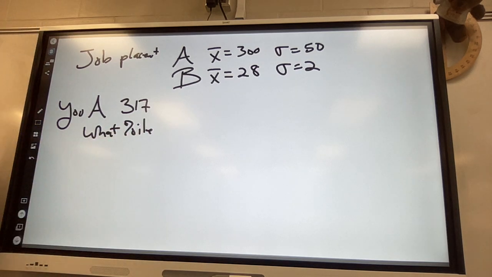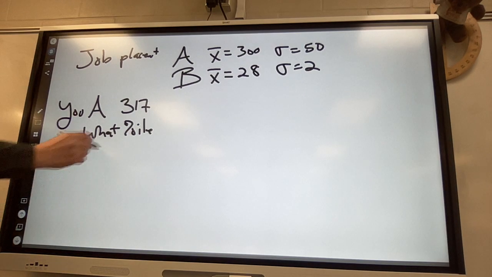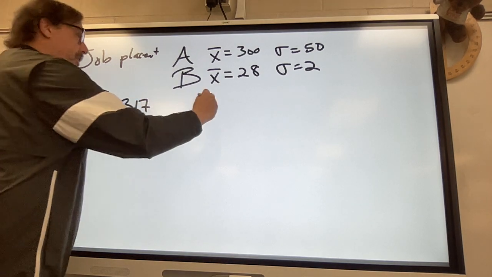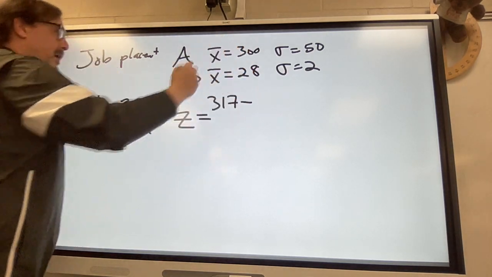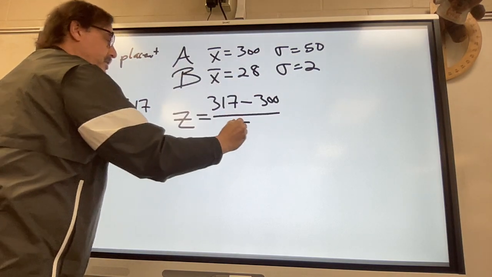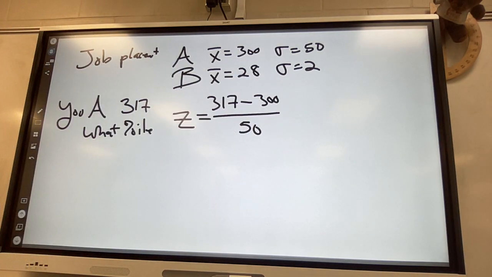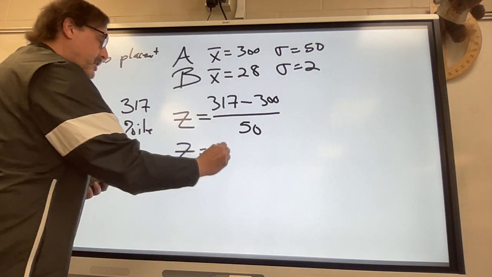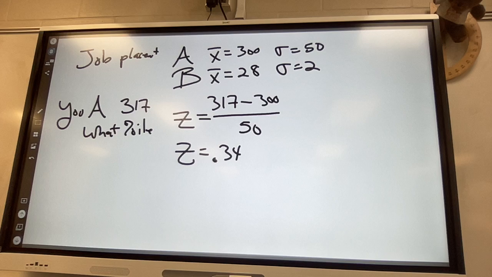That would say how you would compare to the other people trying to get this job. You would do your z-score. The z-score equals your score 317 minus the mean 300 over 50. Your z-score is 0.34. The question is asking for the percentile.